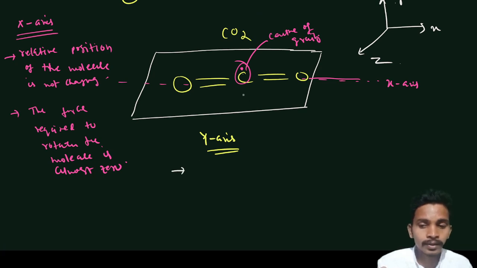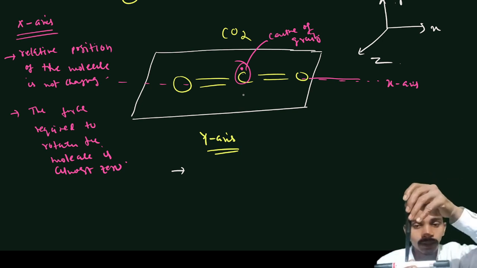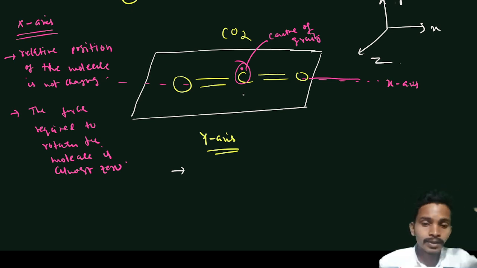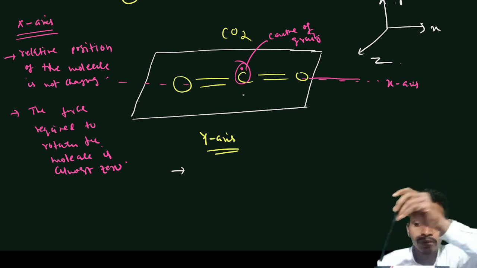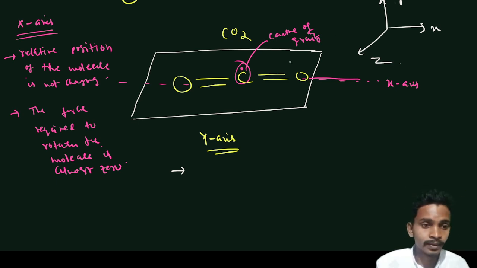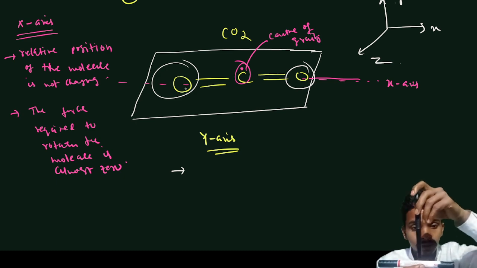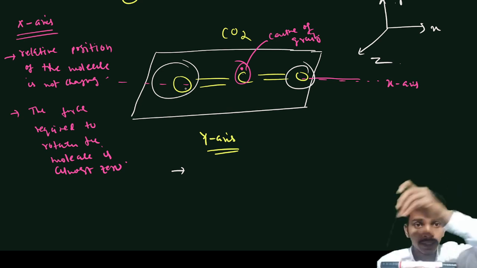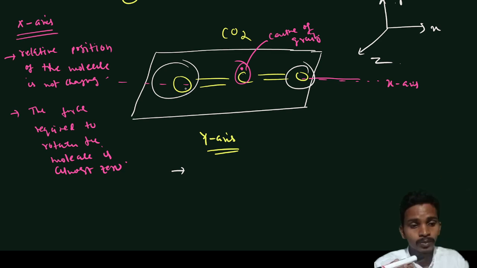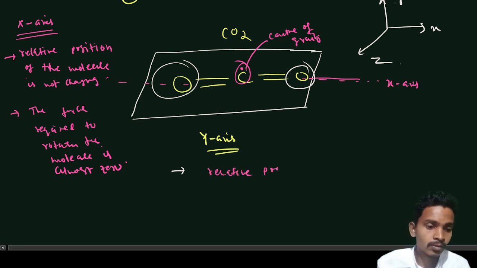Okay, so next, if I talk about the y-axis, then whenever I rotate this molecule along the y-axis, the molecule is rotating like this. It means the relative positions of these two atoms are changing. Let's say one is oxygen, another is oxygen. When I rotate along the y-axis, this is changing its relative position. Previously it was here; after rotating, it will change like this. So the relative positions of the two molecules are changing.